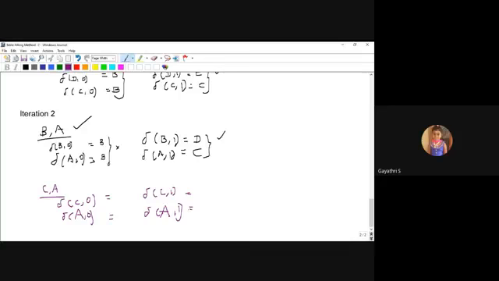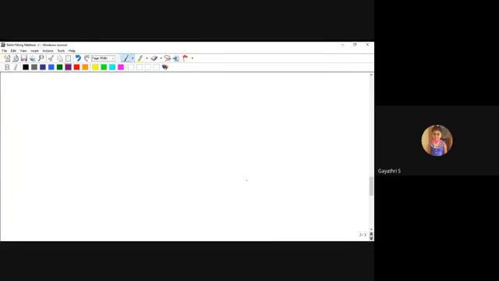So del of C comma 0 is B only, del of A comma 0 is also B only. Del of C comma 1 is C only, del of A comma 1 is C. So both are the same state, CC, BB combination, just omit this. Next I'm moving to the last pair, C comma B.